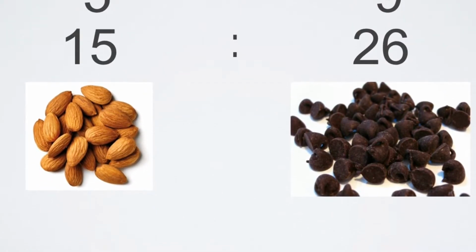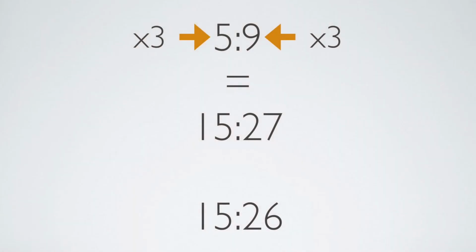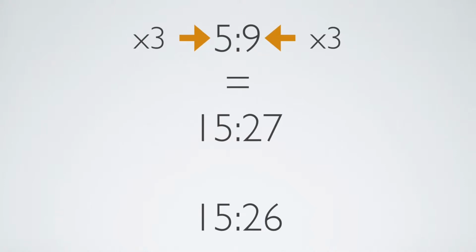Now the easiest multiple to find is 15, so we multiply 5 by 3 to get 15, and then multiply 9 by 3 to equalize both sides. Now because 15 to 26 already has 15, we don't need to change anything. From this, we can now compare the cranberries and the chocolate chips in the trail mix.